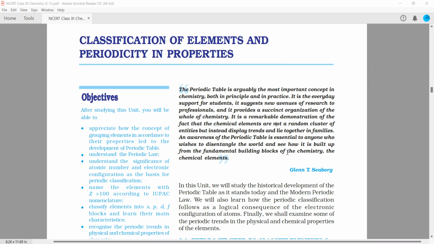I think this is the best way to explain the NCERT book, especially for the CBSE students, so I think this is of importance to them. So, classification of elements and periodicity in properties.